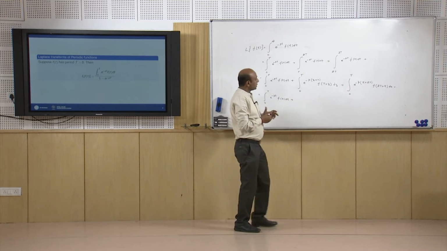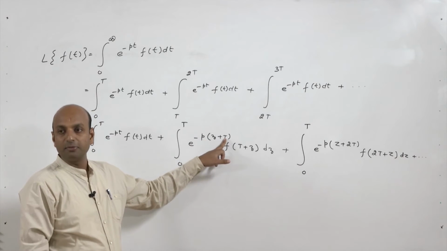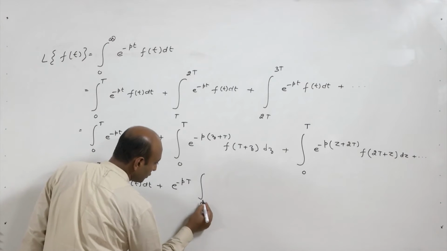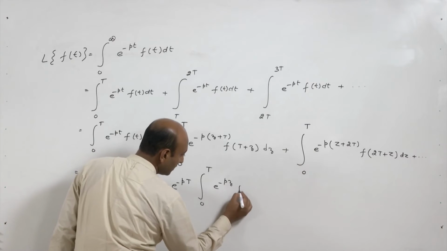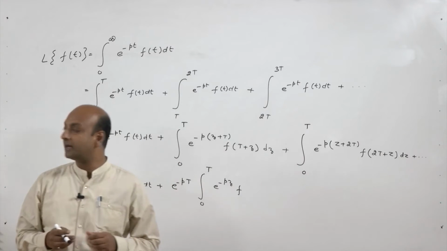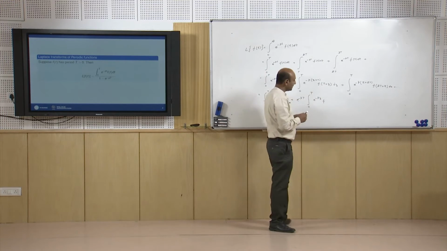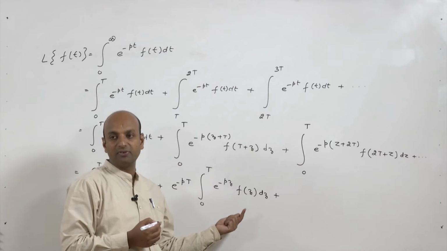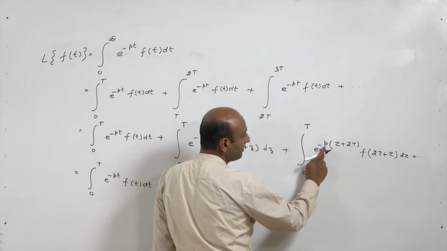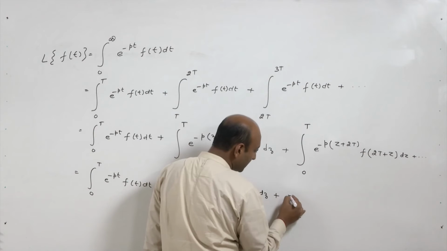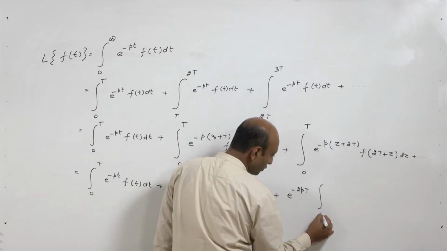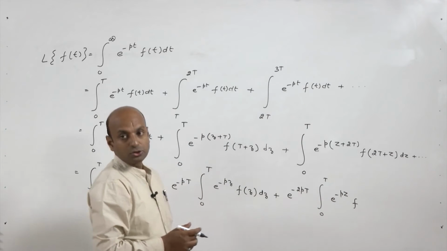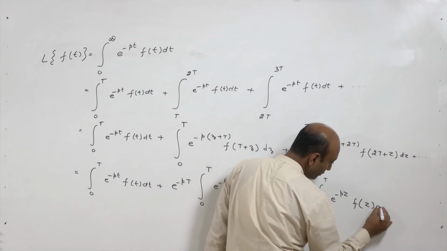Plus, now this term e^(-pT) is free from z, so it can be taken out of the integral. So it is e^(-pT) times the integral 0 to T of e^(-pz) f(z + T) dz. And since the function is periodic with period capital T, f(z + T) is nothing but f(z). Similarly here, e^(-2pT) we can take outside the integral, from 0 to T of e^(-pZ), and again the function has period T, so this will be nothing but f(Z) itself, dZ.